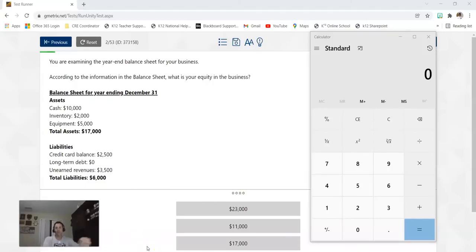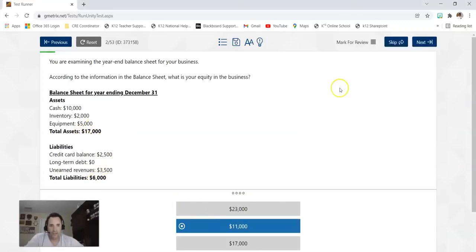So the first question we're going to bring up is you are examining the year-end balance sheet for your business. According to the information in the balance sheet, what is your equity in the business? Well, equity is the difference between your assets, which is value, and your liabilities, which are bills. So all these other numbers, cash, inventory, equipment, credit card balance, long-term debt, unearned revenue, mean nothing in this problem right here. This is strictly a subtraction problem. Total assets minus total liabilities, which would give you $11,000 in total equity.